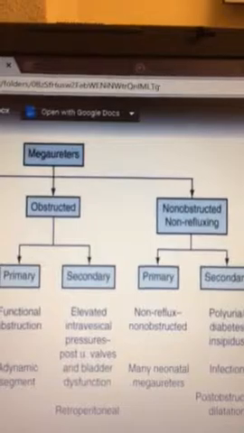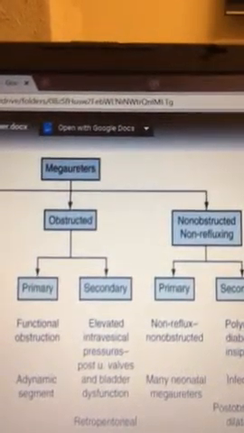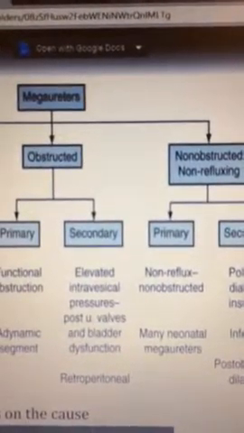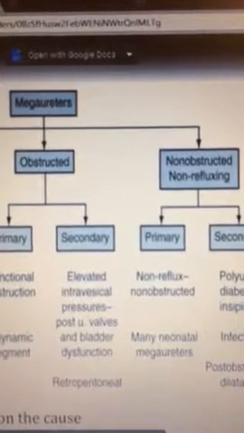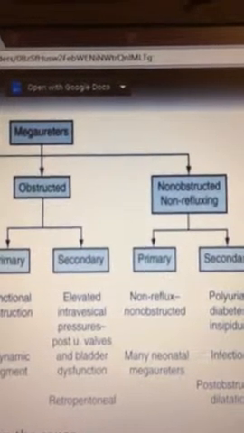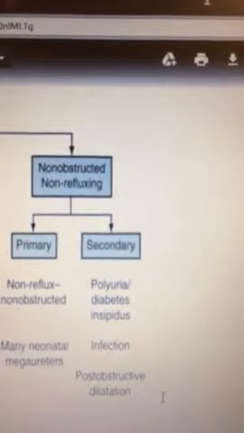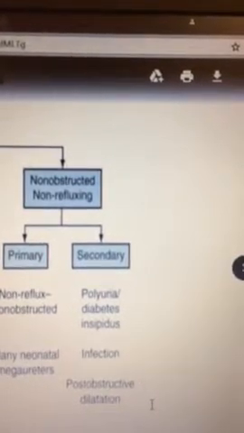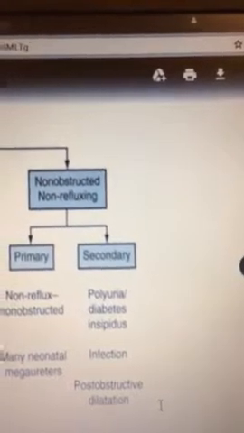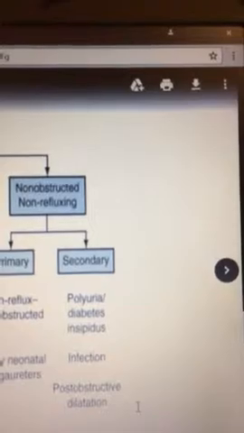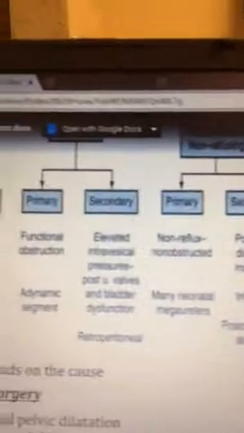The obstructed one: primary functional obstruction with an adynamic segment. Secondary: elevated intravesical pressure, posterior urethral valve, bladder dysfunction, retroperitoneal causes. The third one is non-obstructed, non-refluxing: primary, the neonatal megaureter. The secondary: polyuria, diabetes insipidus, infection, and post-obstructive dilatation.